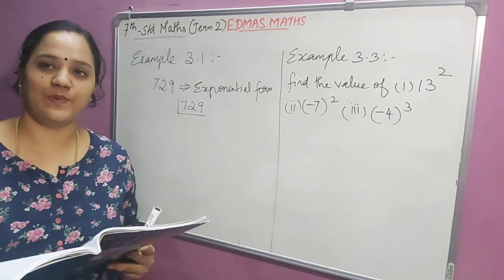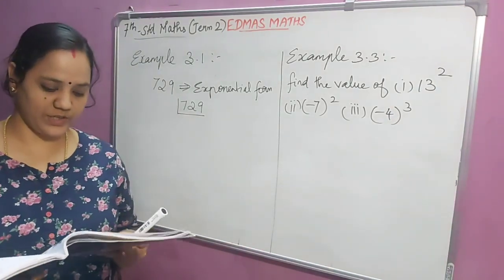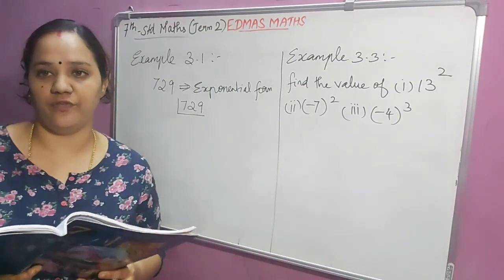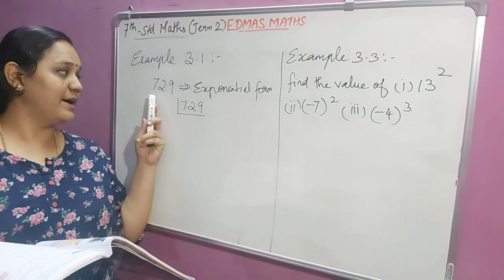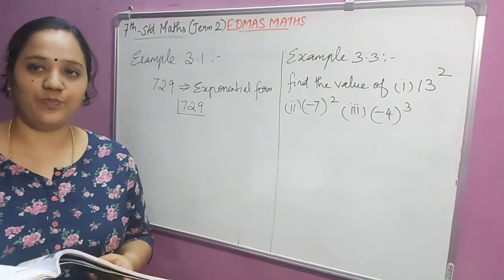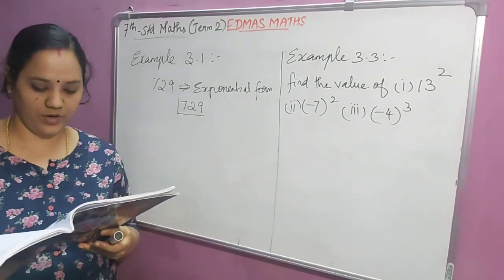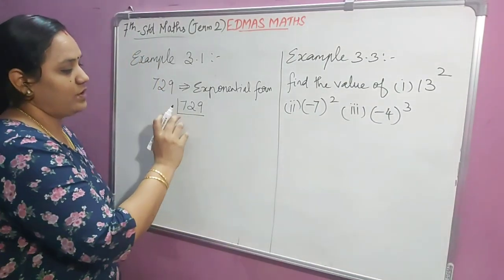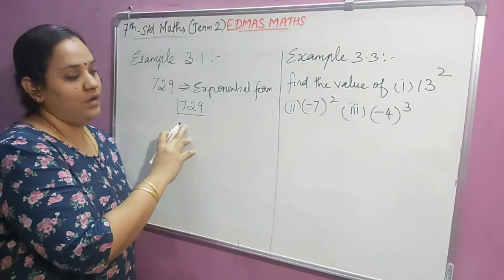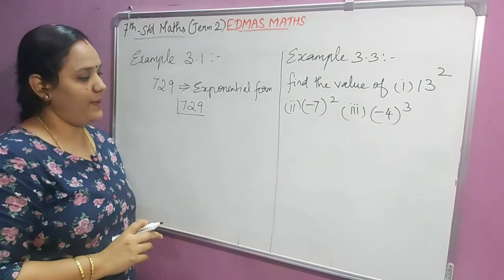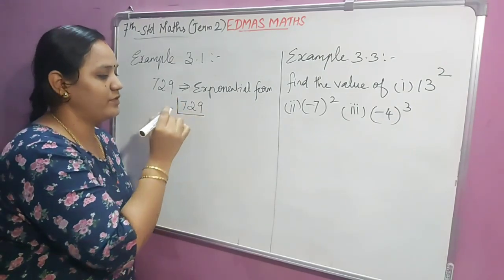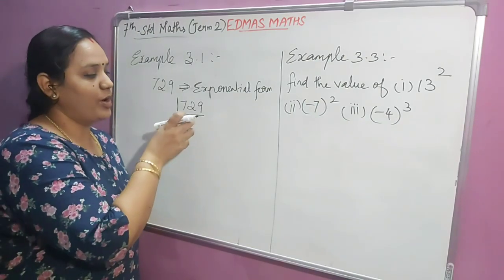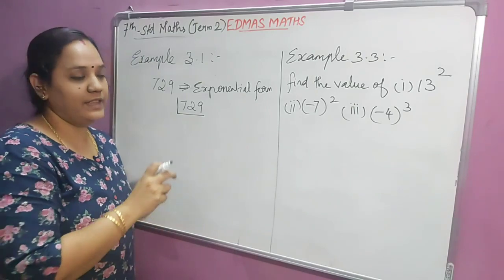I am going to explain you example 3.1. The question is: express 729 in exponential form. So we have to write this number 729 in exponential form. Now I am going to use this method. I am going to split this 729. Whenever we are doing this long division method, we should use an appropriate number for finding the factor.